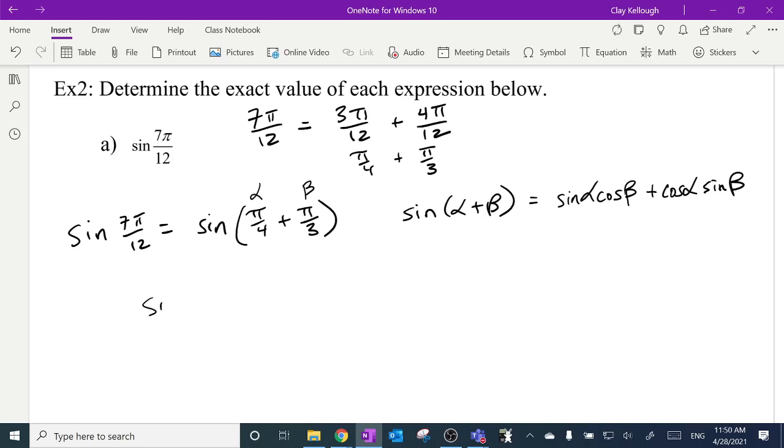So the sine of pi by 4 plus pi by 3, which is the same as the sine of 7 pi by 12, is sine of the first one, which is pi by 4, times the cosine of pi by 3, plus cosine of pi by 4 times the sine of pi by 3.